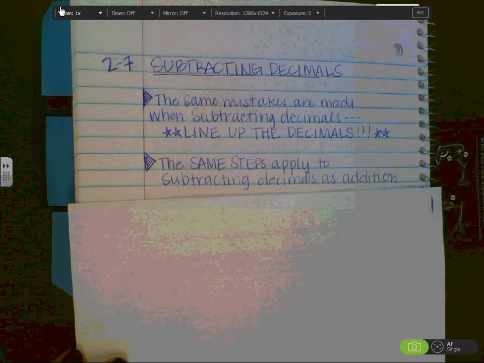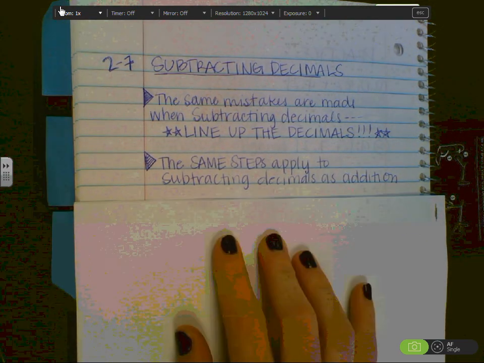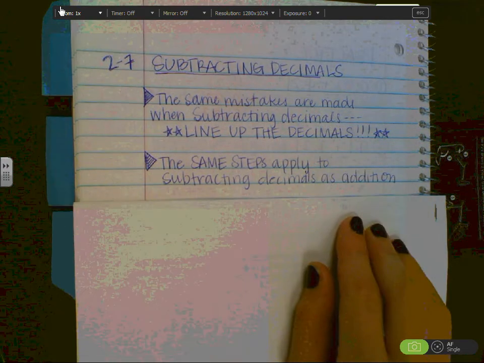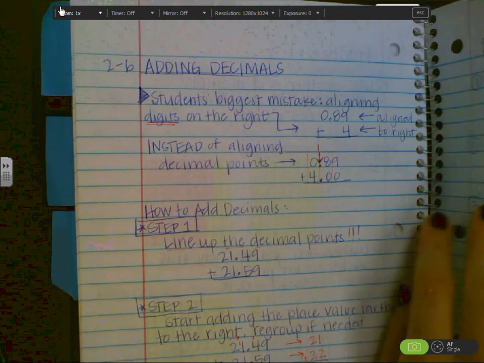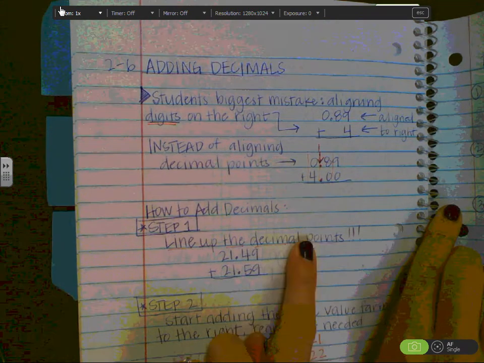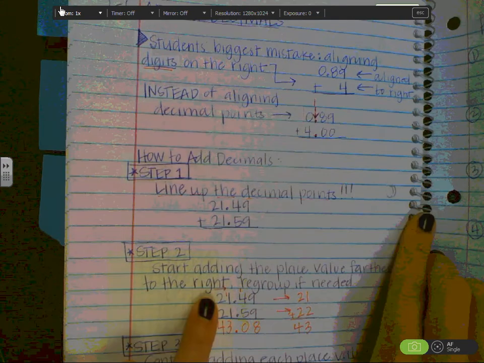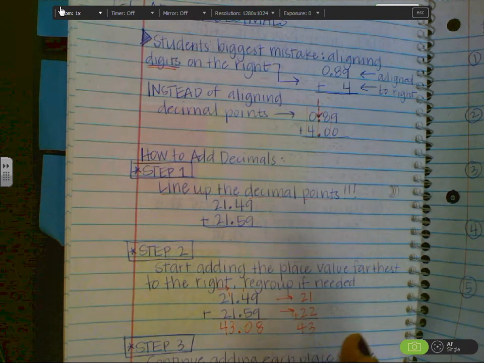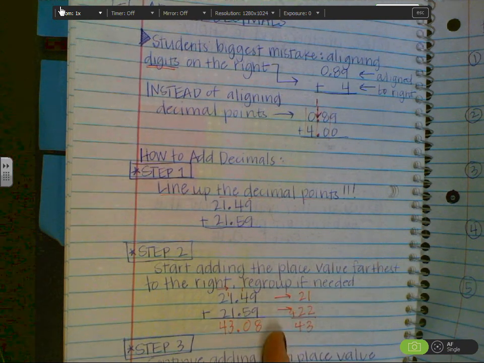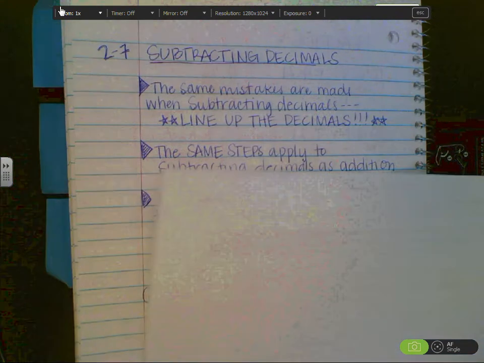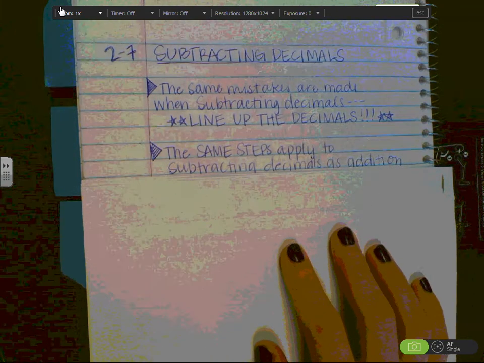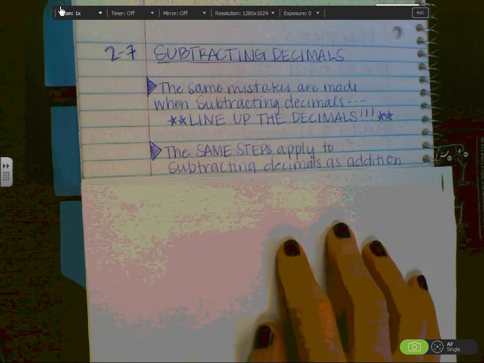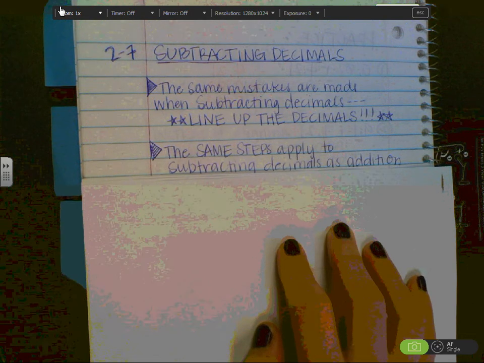The exact same steps apply to subtracting decimals as they do addition. So, if you need to, refer back. First, line up the decimals. Then, obviously, instead of adding, you start subtracting at the place value farthest to the right. You continue until you've gotten through the whole number. Okay? So we're not going to rewrite the steps, but we are going to talk about them as we work out these problems together.